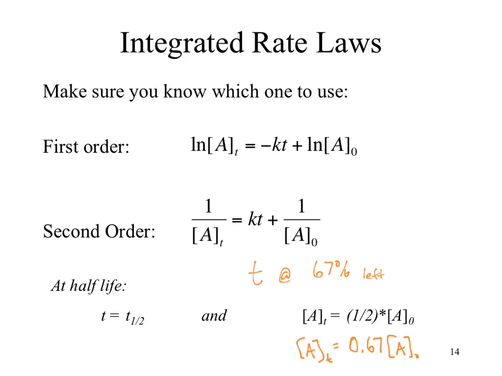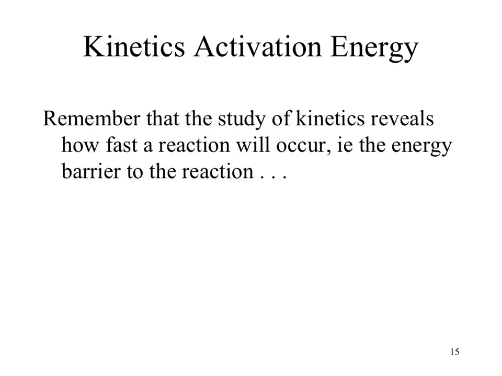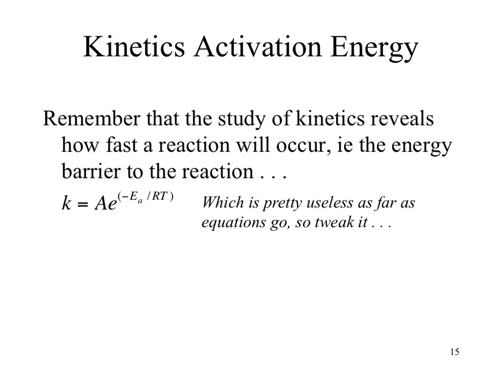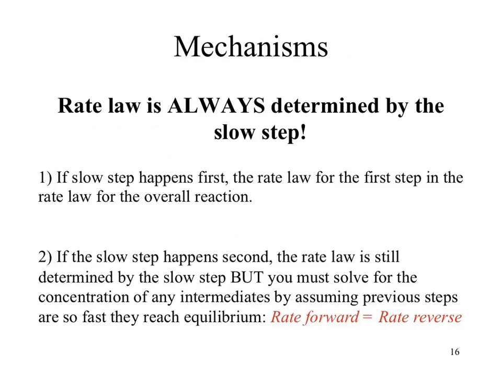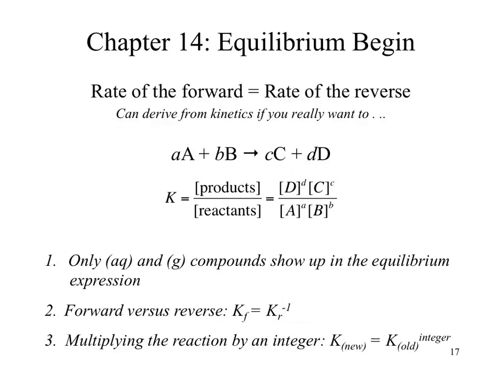I think that was the end of that chapter, wasn't it? Oh, not quite the end of the chapter. Remember, kinetics just tells us about the activation barrier. So we can go back and solve for the Arrhenius expression and see how energy gets folded into this. Okay, we can go through and come up with that straight line. That's how we could solve for our activation energy.